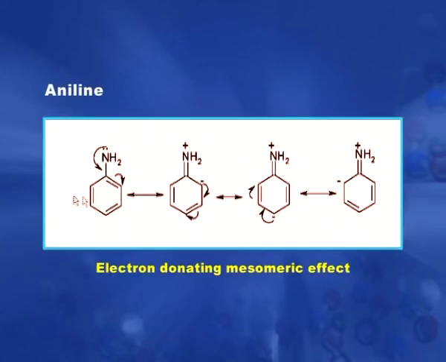Now, the second case we take is aniline. Now, the NH2 group is attached to the benzene ring. So, this is having an electron donating mesomeric or resonating effect. Lone pair of electrons are present on nitrogen which can be donated to the ring, and due to this donation we can see the negative charge of the ring increases, and this increase is more on ortho and para.